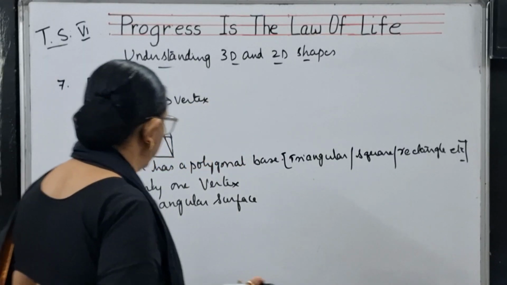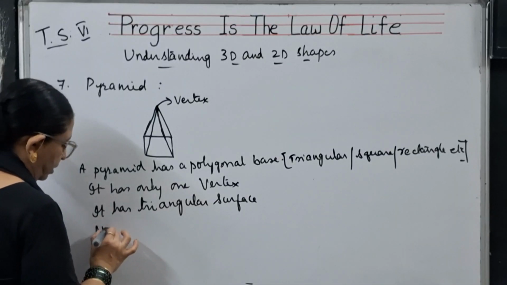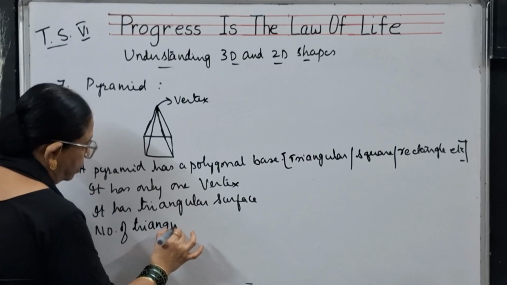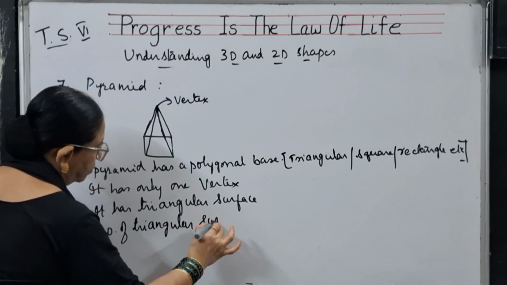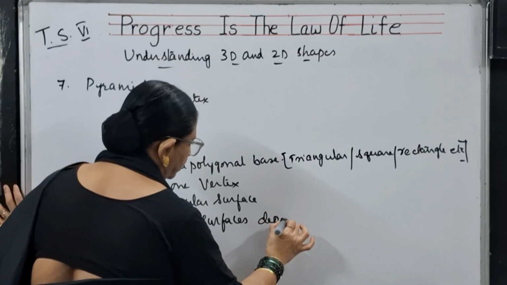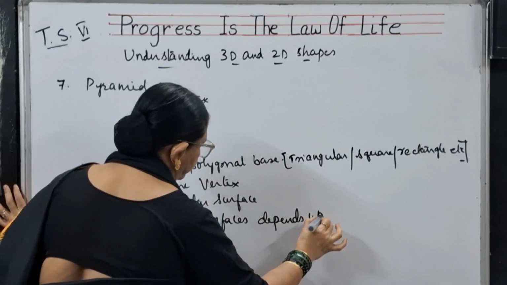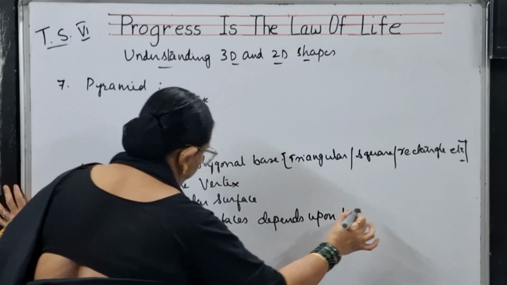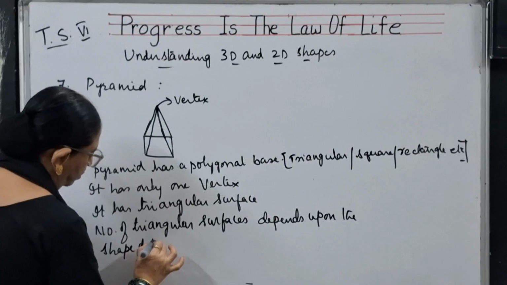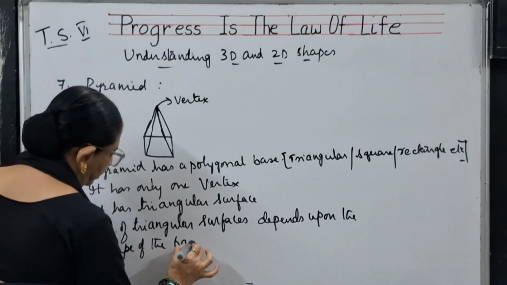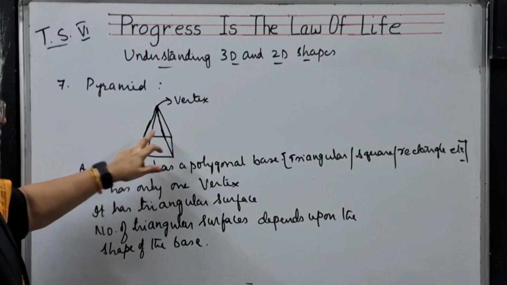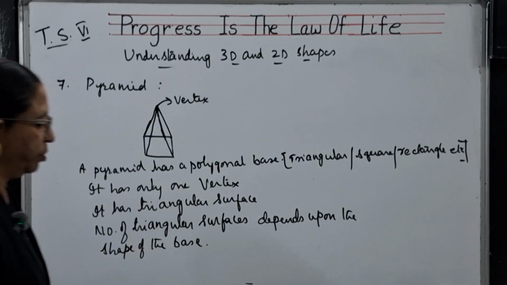So the number of triangles depends upon, I can write it here like this, number of triangular surfaces depends upon the shape of the base. You should understand this, children. Whatever is the shape of the base, accordingly it will have the triangular surfaces. So I hope I am clear, children.